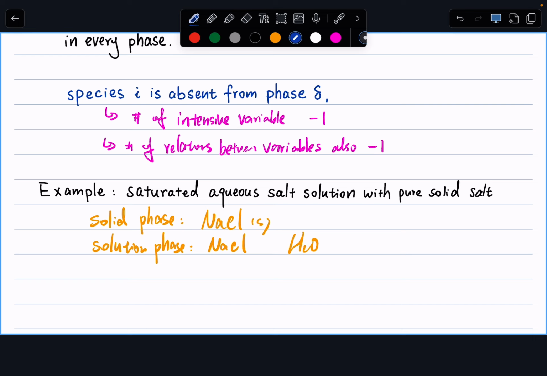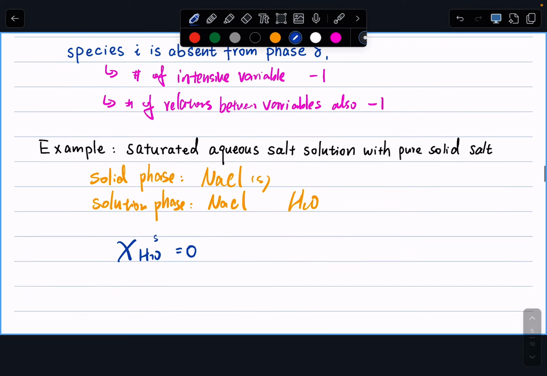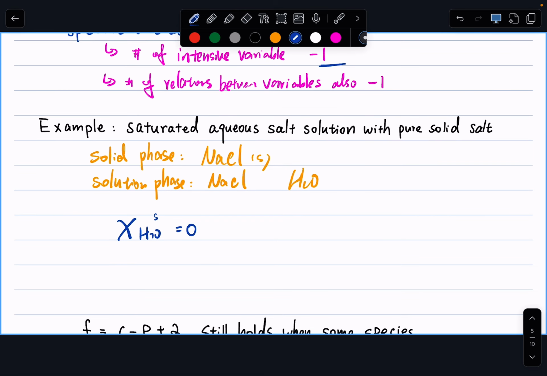So in my solid phase, what do we have? Using the same kind of logic, starting from the very beginning, now instead of PC, the mole fraction chi H2O in the solid phase equals 0, so the mole fraction in my solid phase is no longer a variable. So we have one less variable. This is what we mean when we say we have one less variable.